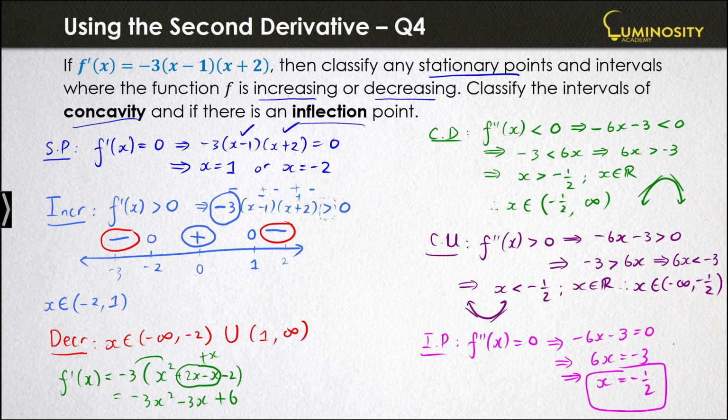So I would say that that's an inflection point, because to the left of negative a half, this region here, it's concave up. And to the right of negative a half, this region here, it's concave down. So it changes from concave up to concave down at the point negative a half. So we can therefore say that x equals negative a half is an inflection point of this original function f.